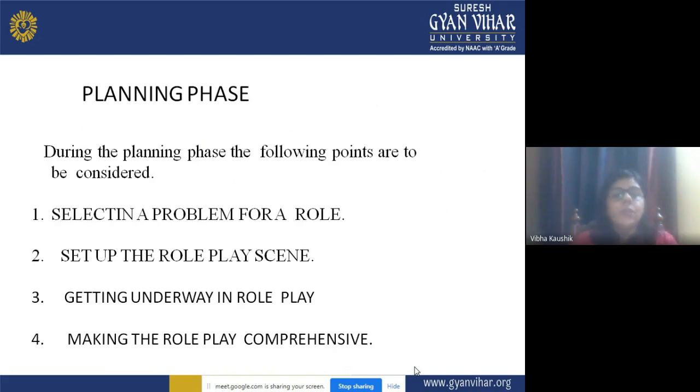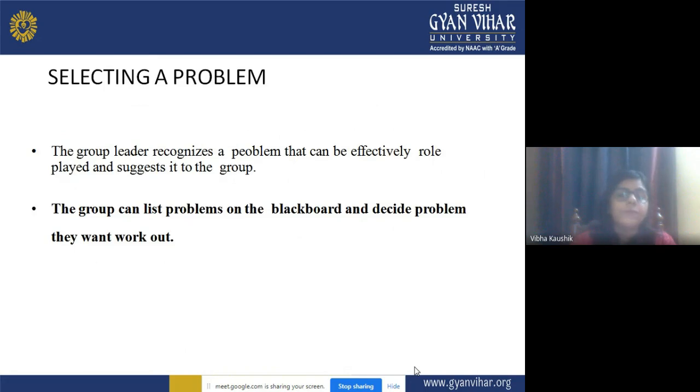Planning phase. During the planning phase, the following points are to be considered when we are making a plan for a role play. Selecting a problem for a role play: first of all you have to select a problem on which a role play has to be done. Set up the role play scene: we have to make a setup where the role play scene is conducted. Getting underway in role play, making the role play comprehensive, meaning we have to make the role play in a detailed manner. Now, what do you mean by selecting a problem?